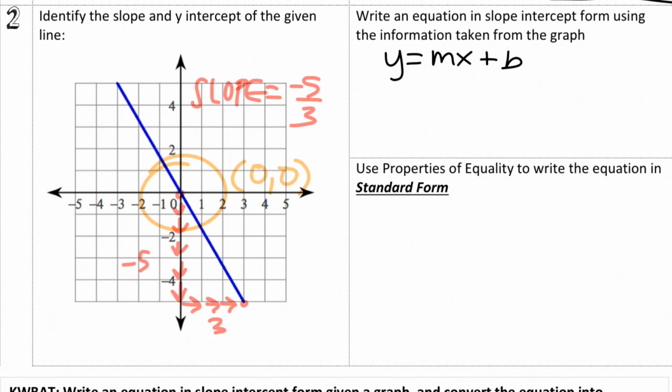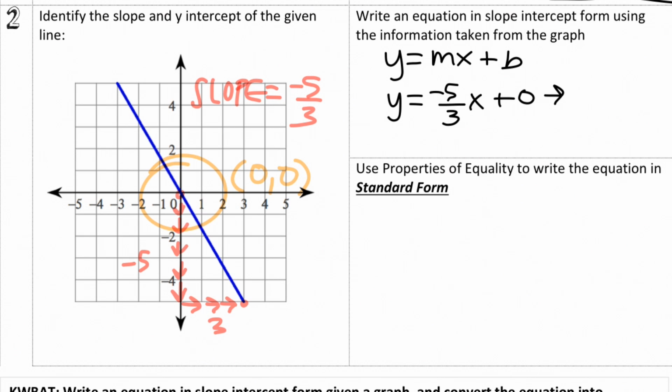What I want you to do now is pause the video and see if you can plug in our y-intercept and our slope where they belong. So hopefully you paused the video and you got y equals negative 5/3 x plus 0. Okay, and that's our equation. This is our slope-intercept form equation. We're done with this part.